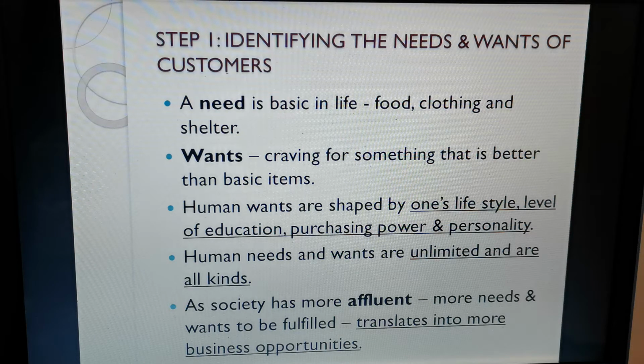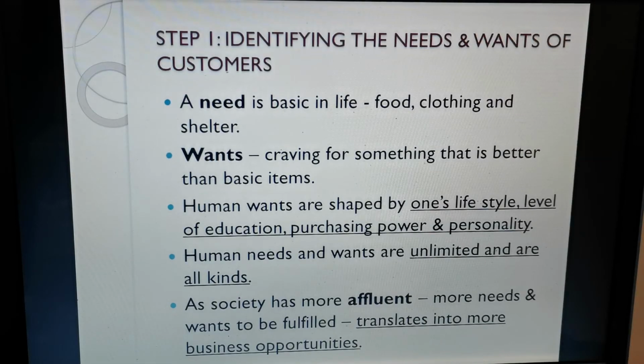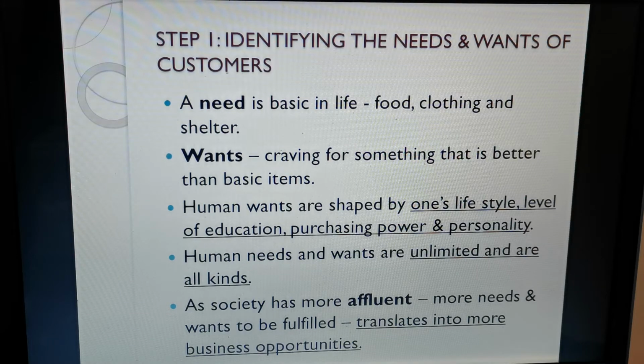So human wants are shaped by one's lifestyle. The ones that we have are influenced by our own lifestyle, level of education, and purchasing power, as well as your personality. Whether you want to follow people, whether you want to be a part of other people, for example, with all the social media influence and so on. And of course, human needs and wants are unlimited, of all kinds of things. It has no limit.